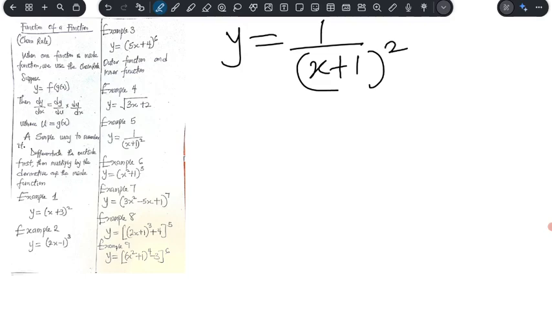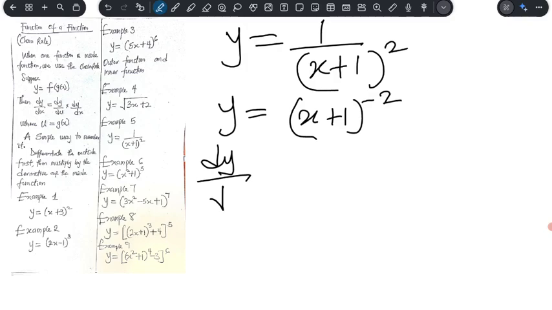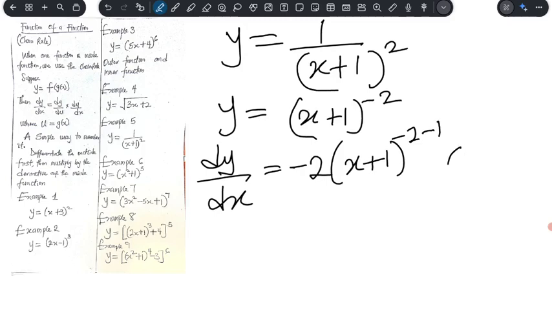So in having this, the first thing you must observe is that you must rewrite it, which is y is equal to (x + 1) raised to power minus 2. So in having the y, the dy/dx, we have minus 2 onto (x + 1) raised to power minus 2 minus 1, to multiply. The inner derivative is x plus 1. So by the time you differentiate the inner derivative, we have 1.